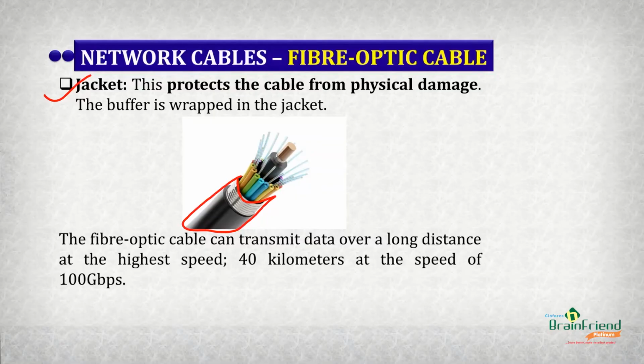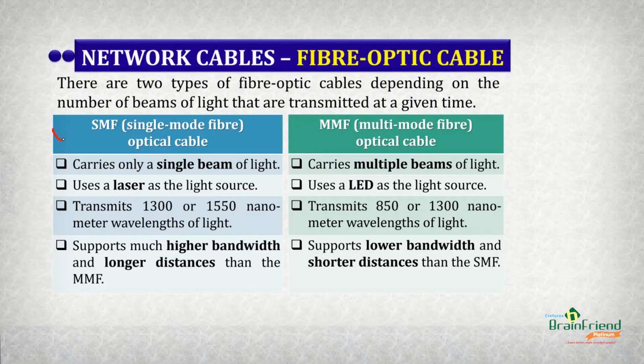Of the 3 types of network cables I've described so far, the fiber optic cable covers the longest distance and has the highest speed. It can cover a distance of 40 kilometers at a speed of 100 gigabits per second. There are 2 types of fiber optic cables, and this depends on the number of beams of light that they transmit at a given time. The 2 types are the single mode fiber optic cable and the multi-mode fiber optic cable.